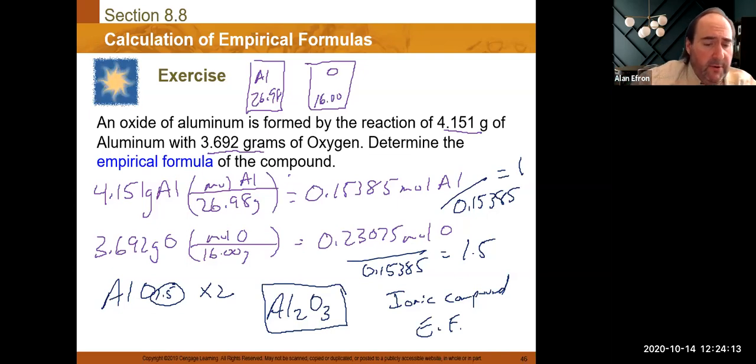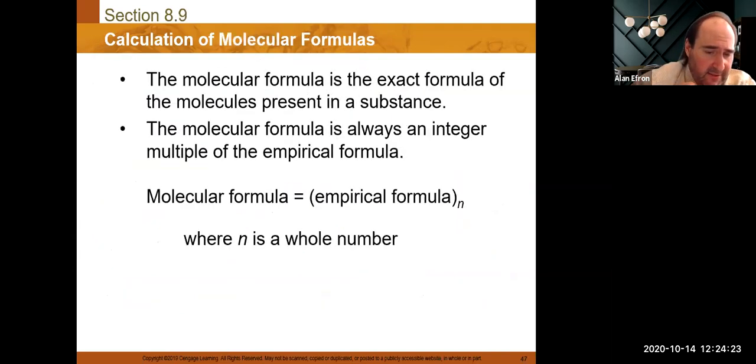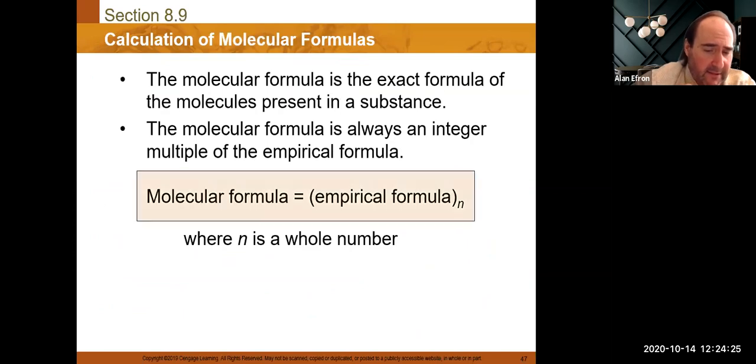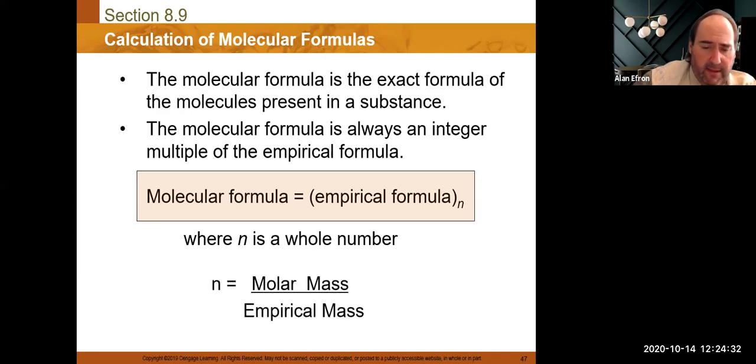Okay. So in addition to calculating empirical formulas, we're sometimes asked to calculate molecular formulas as well. And there really are three things that you need to calculate the molecular formula. Really, those three things are, first, the empirical formula.